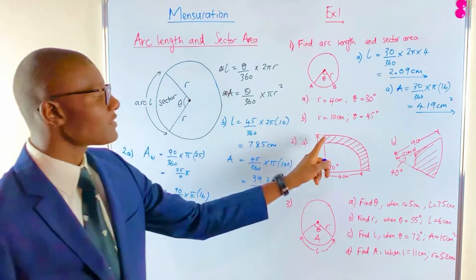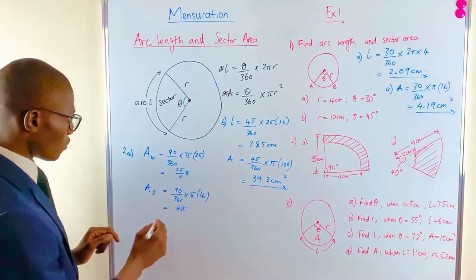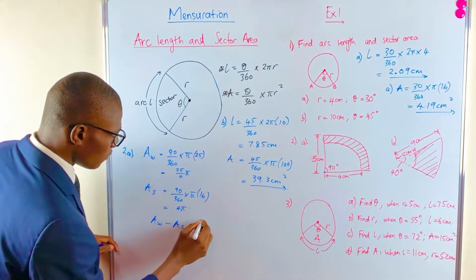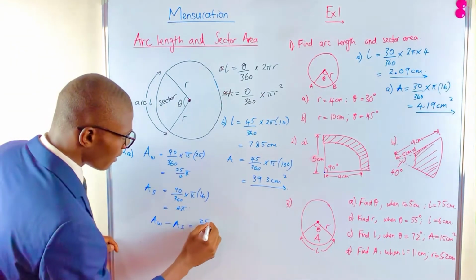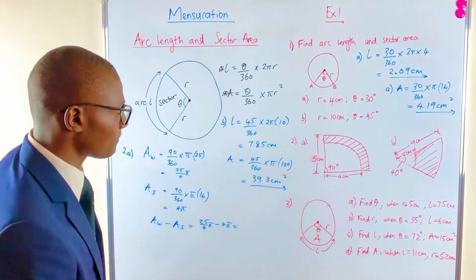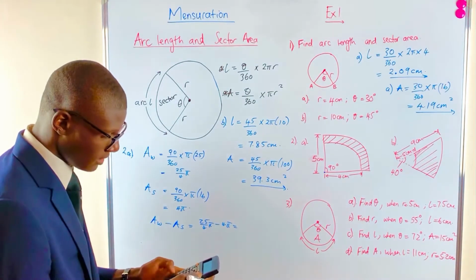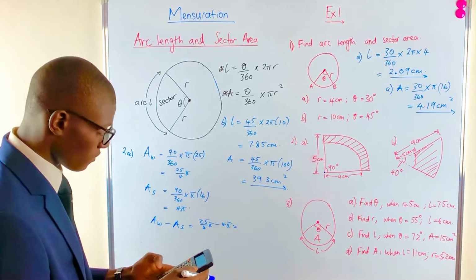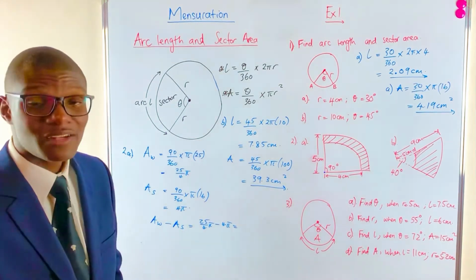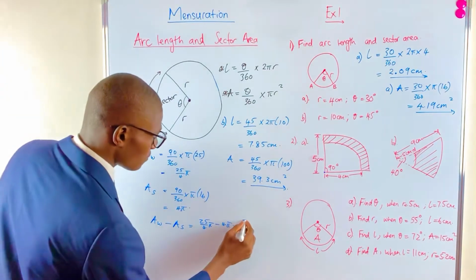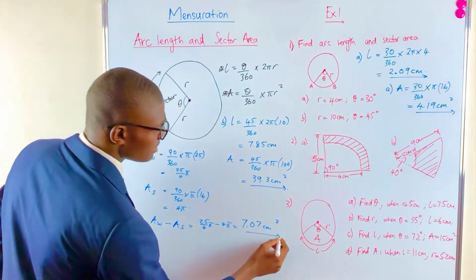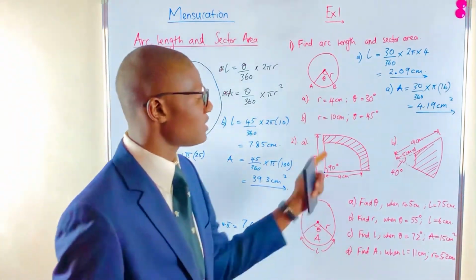So now the area of this shaded region would be the area of the whole sector minus the area of the smaller sector, which is 25 over 4 pi minus 4 pi. We set this as 25 over 4 minus 4, times pi. That will give us 7.07. So 7.07 square centimeters. This is the area of the shaded region.